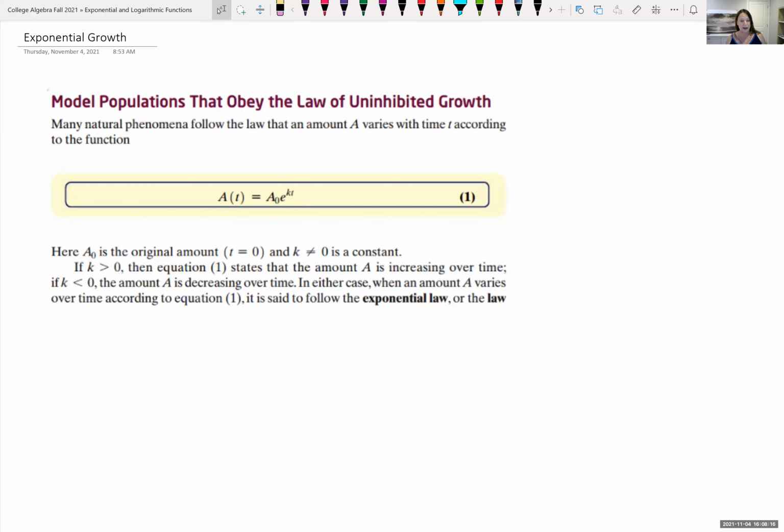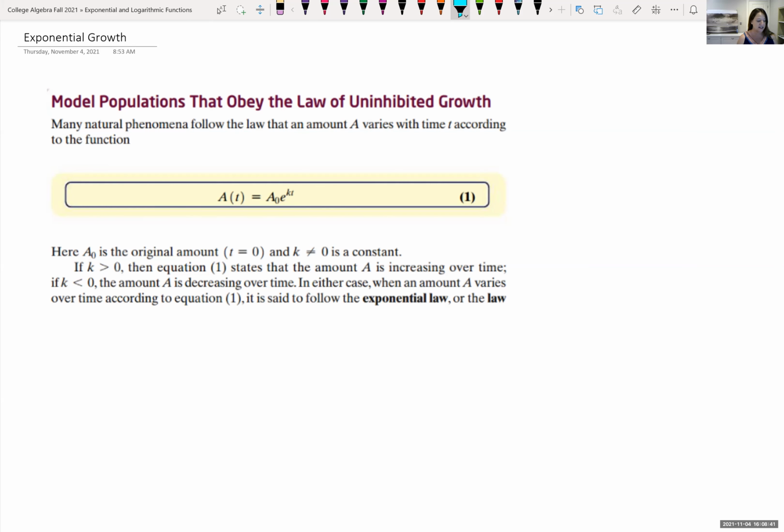Now we're looking at applications that have to do with exponential growth or exponential decay. And so let's look at the following formula. These are model populations that obey the law of inhibited growth. Many natural phenomena follow the law that an amount A varies with time t according to the following function.